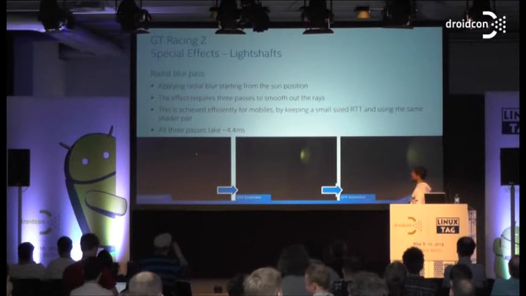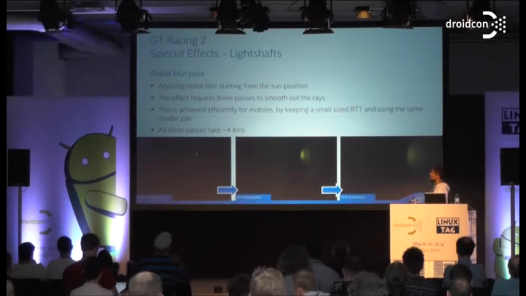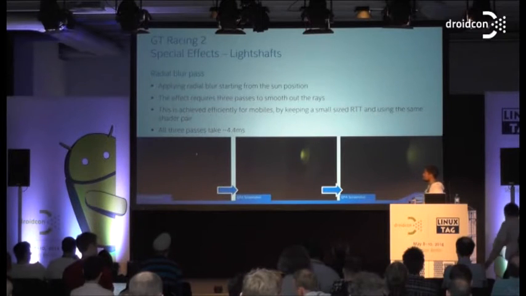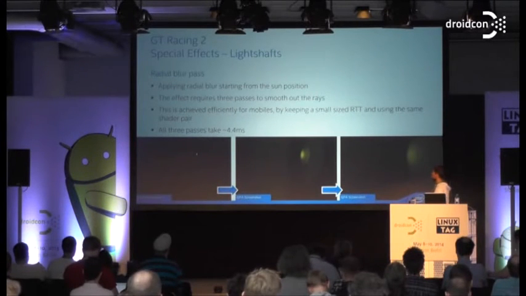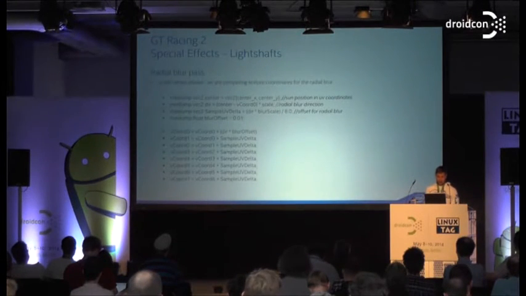We decided together that three passes should be fine enough to actually smooth out the blur. And to achieve this while keeping the overhead on mobile phones low, we used really small render target textures. The entire three passes take about 4.4 milliseconds. Then the radial blur, here is the code for how this was achieved.